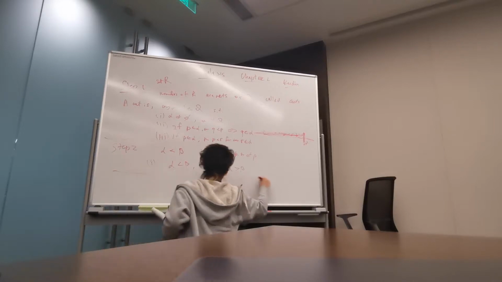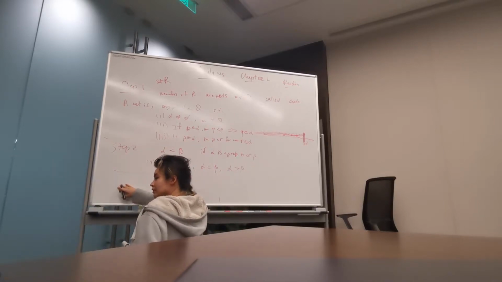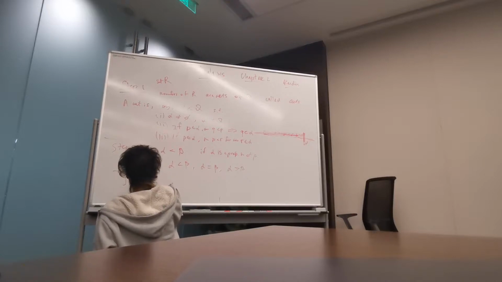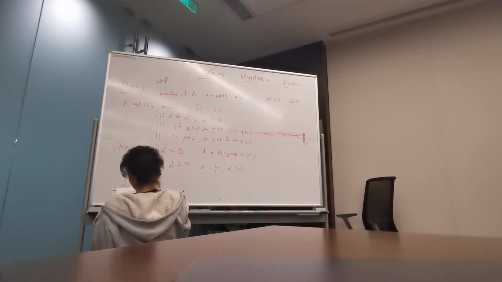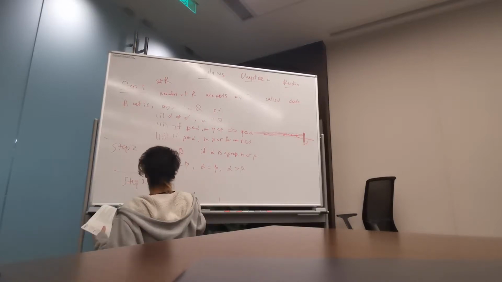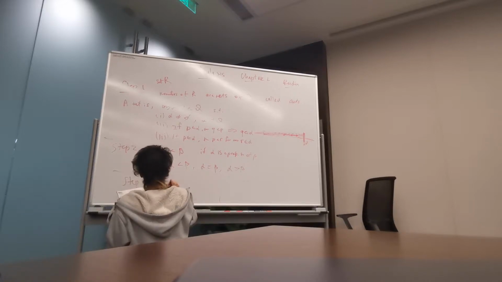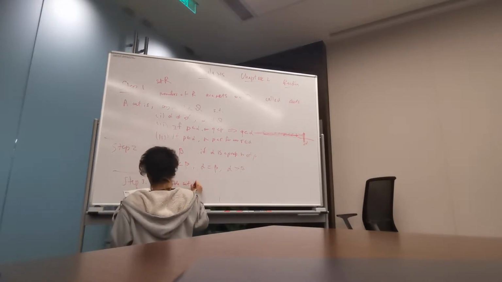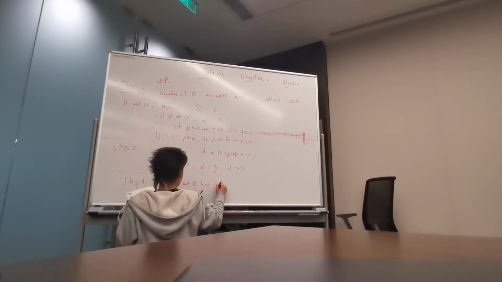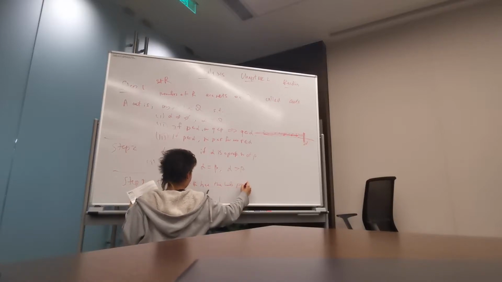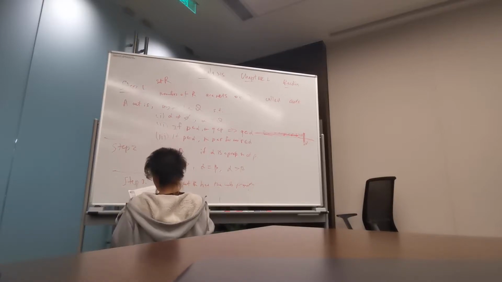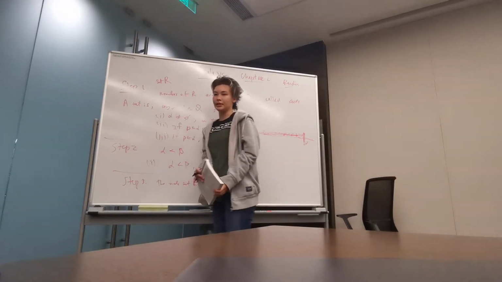Then step 3. Can you guys see from here? Okay. Step 3. What we're going to do is prove, and this is, I guess, my favorite part, that the ordered set R has the LUB property. Okay. So what is an LUB property?